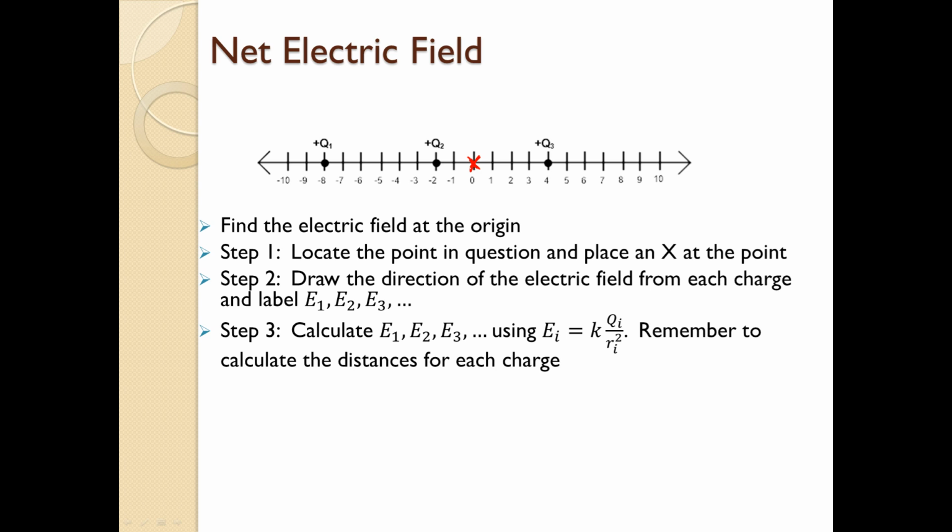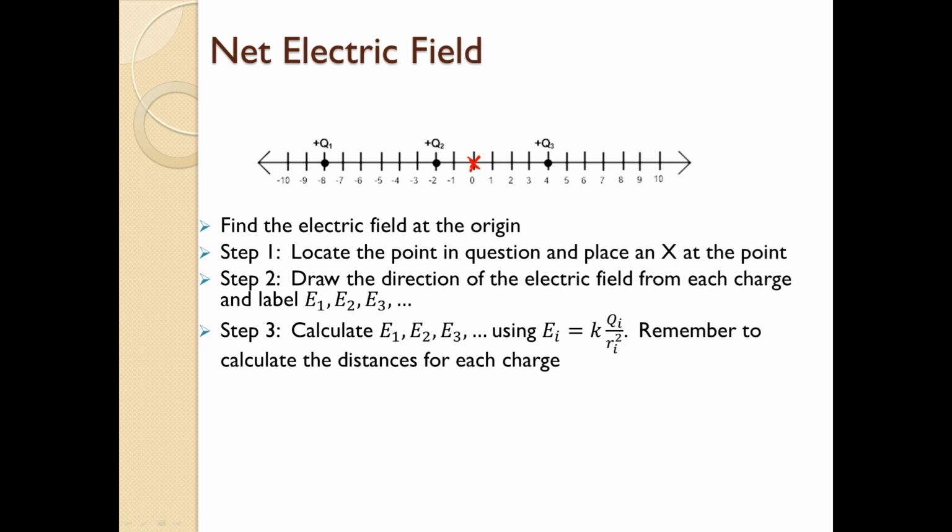Step 2 would be to calculate the magnitude from each charge. Charge 1 to the origin, charge 2 to the origin, charge 3 to the origin. So the distances and the charges will be different. Step 3 would be to draw the direction of the electric field from each charge. And so to draw the electric field, we simply need to remember positive away, negative towards.